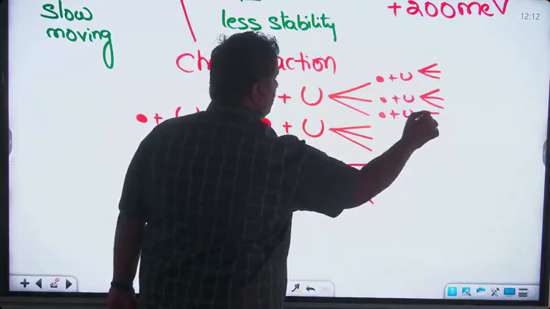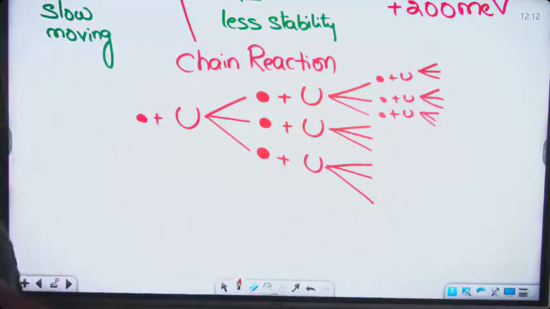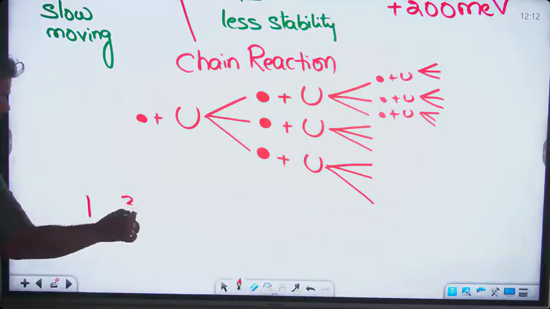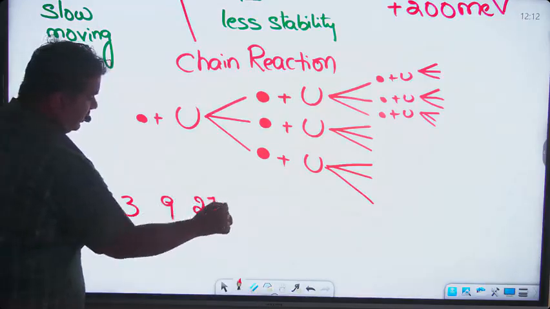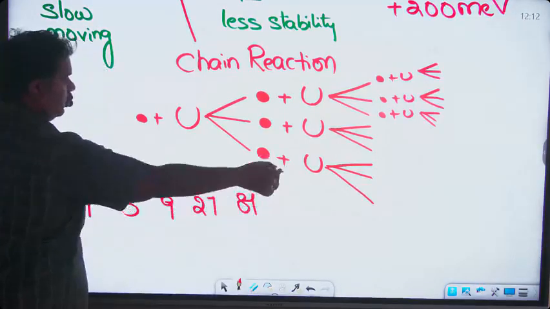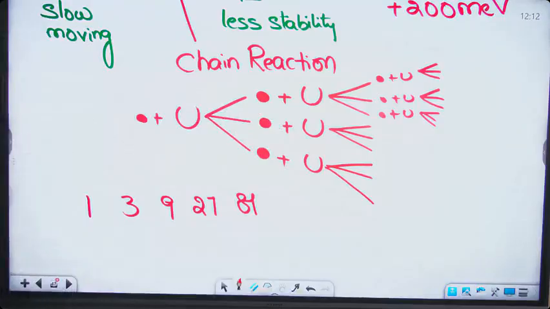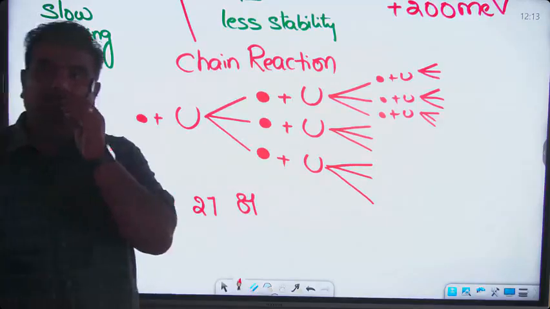3 neutrons each. So what is happening here? Initially how many neutrons are there? One. So 1 is becoming 3, 3 is becoming 9, 9 will become 27, 27 will become 81, 243, 729, and so on. That is the reason why it is known as a chain reaction. Now because of this fission process, a huge amount of energy is released.